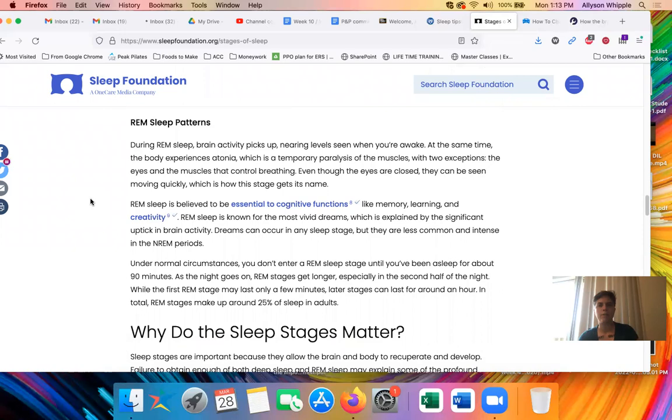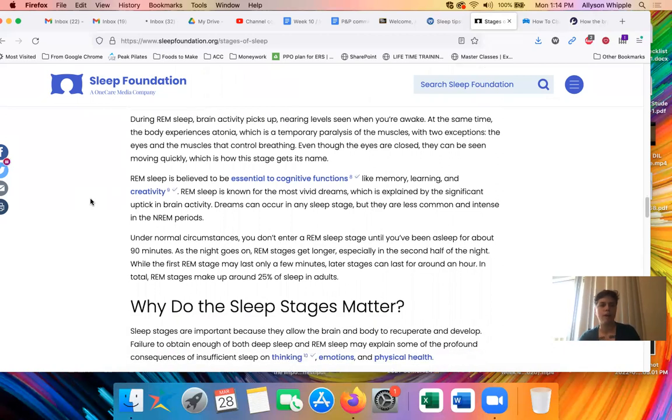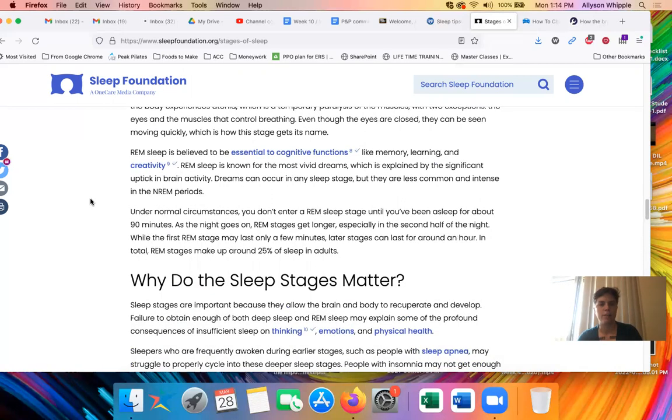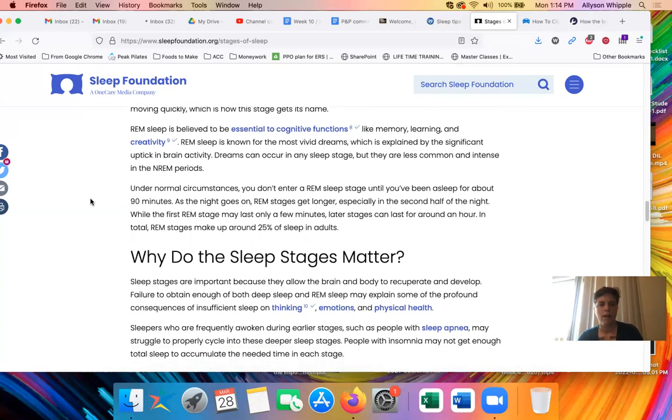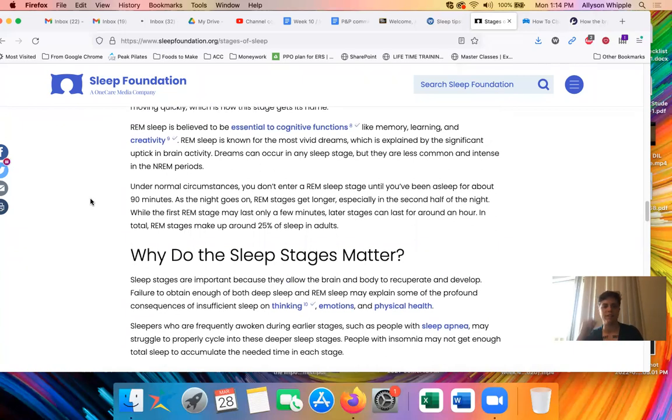Finally, REM sleep patterns. During REM sleep, brain activity picks up, nearing levels seen when you're awake. At the same time, the body experiences atonia, which is a temporary paralysis of the muscles with two exceptions: the eyes and the muscles that control breathing. Even though the eyes are closed, they can be seen moving quickly, which is how the stage gets its name. If you have a pet, dogs definitely do this. You can see it in your dog if you don't have any other humans around to watch sleeping, which can be kind of creepy, but it's not creepy to watch your dog sleep, right?